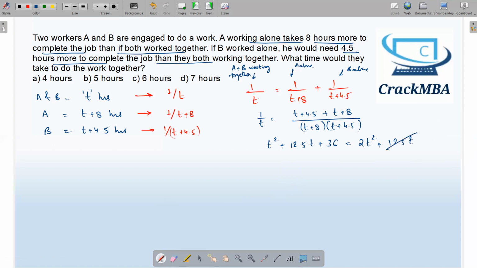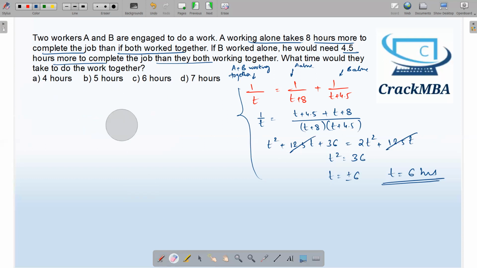This 12.5T, 12.5T will get cancelled, and I will get T square is equal to 36, T is equal to plus minus 6. I will take the positive part, so I get T is equal to 6 hours. This is my answer of this question. As you can see, you have to solve a lot in this question, and it is possible that you may make a mistake in an exam situation. So let's find out a shortcut formula for this.